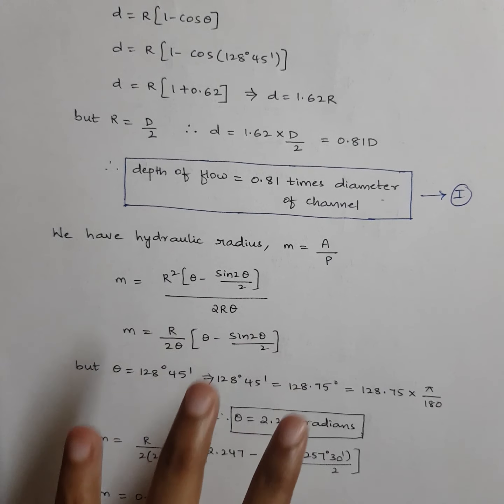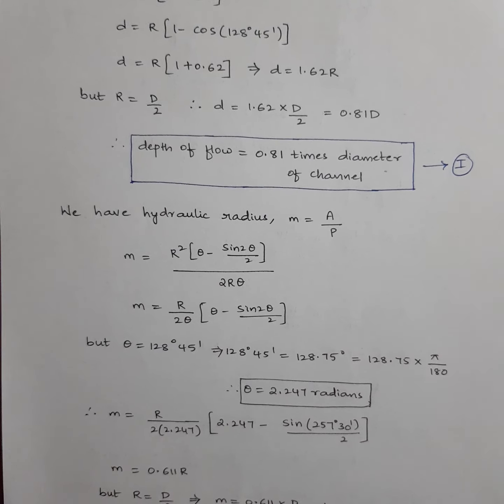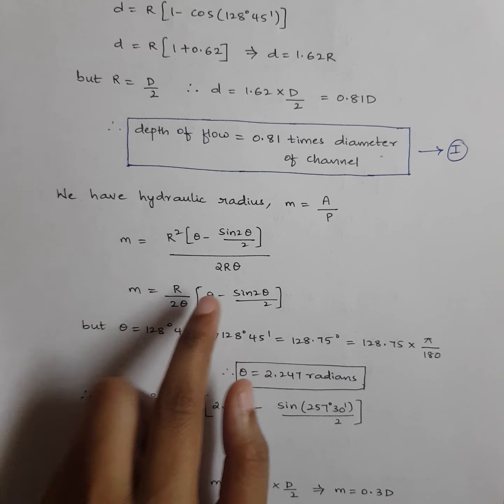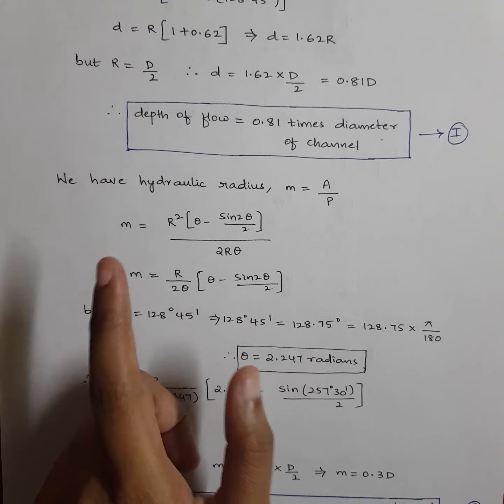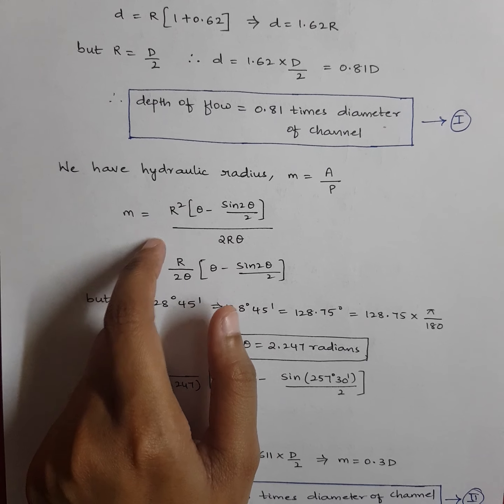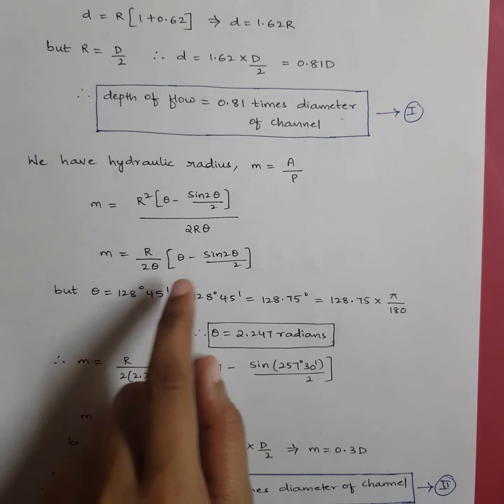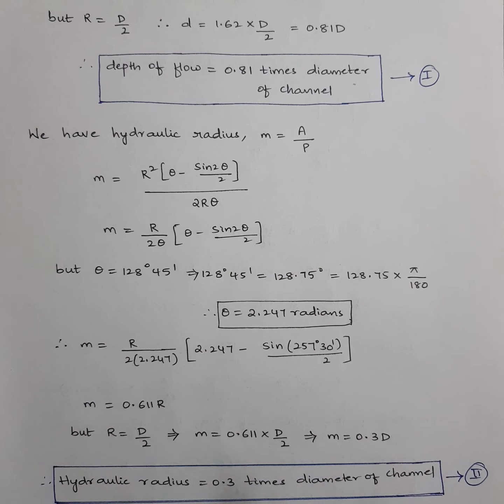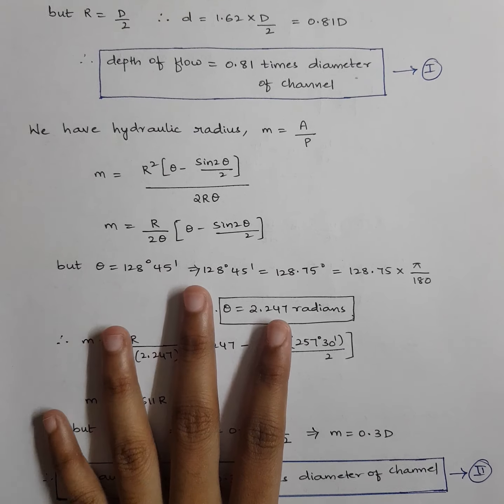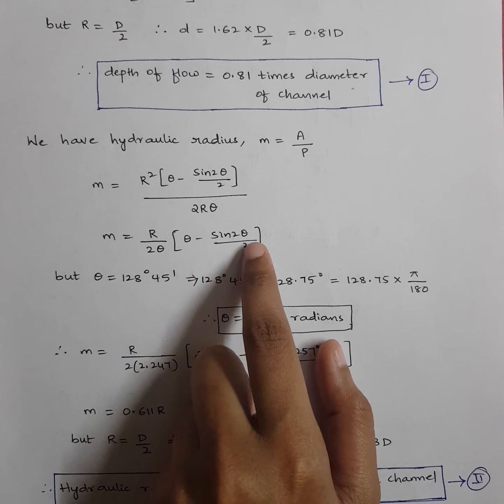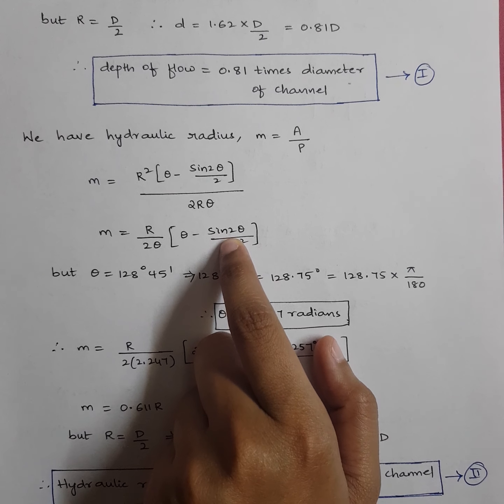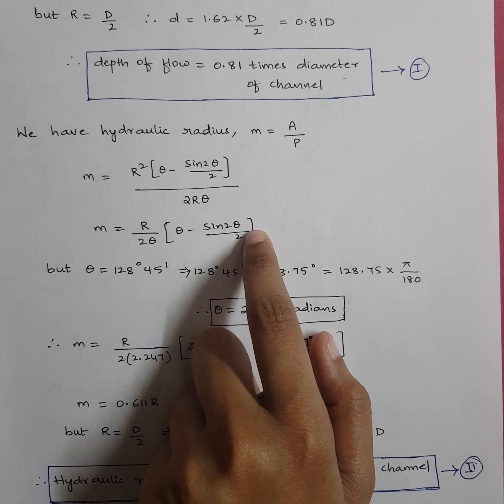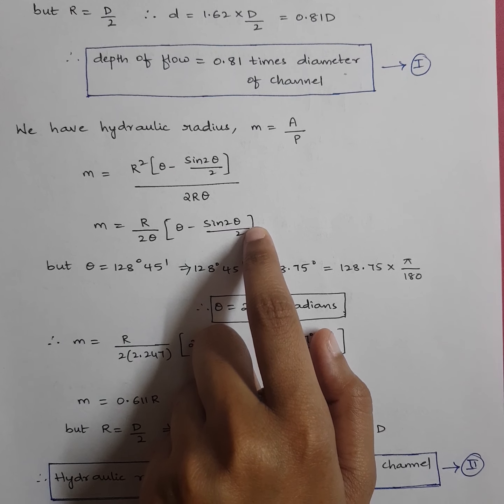Next, coming to hydraulic radius, we have the formula m is equal to A by P. M is the area formula divided by the perimeter formula. Just here you see, one r will get cancelled. You will be left with r by 2 into theta minus sine 2 theta by 2 theta. Now remember one thing, people, most of the students make a mistake here. When you have theta followed by a trigonometric function, sine or cos or tan, then only you can apply theta as 128 degrees 45 minutes.